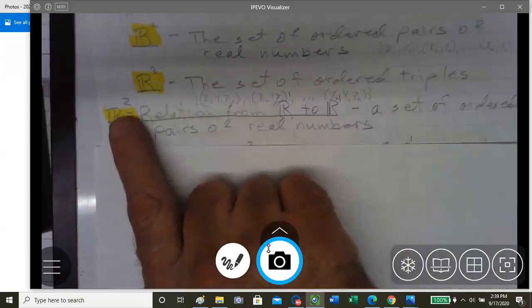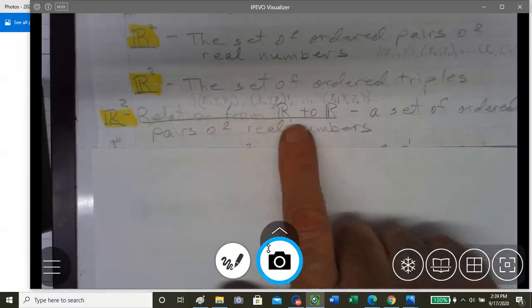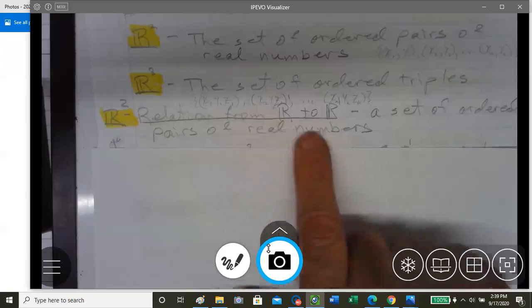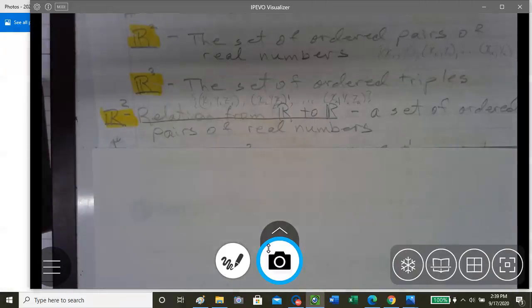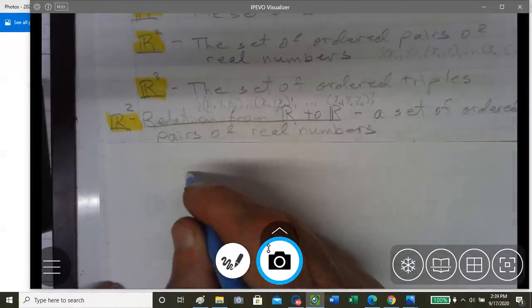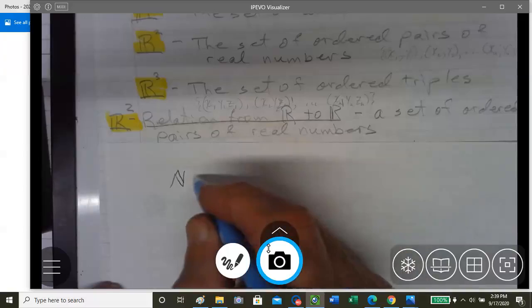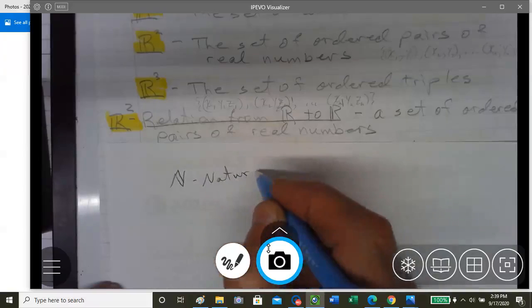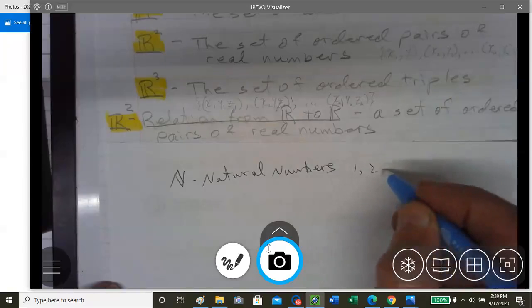Okay, R with superscript 2 is a relation from real numbers to real numbers. It is a set of ordered pairs of real numbers, so the x values are real numbers and the y values are real numbers. Well, let's go back over what real numbers are. First, we have N, which are natural numbers, and those are counting numbers: 1, 2, 3.